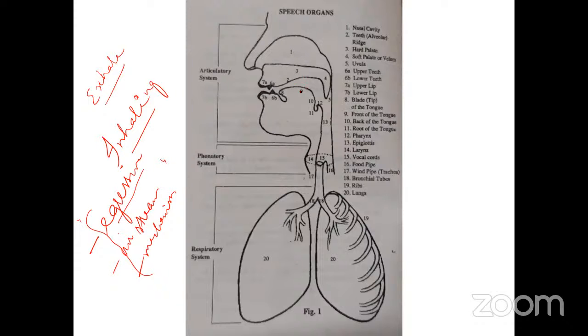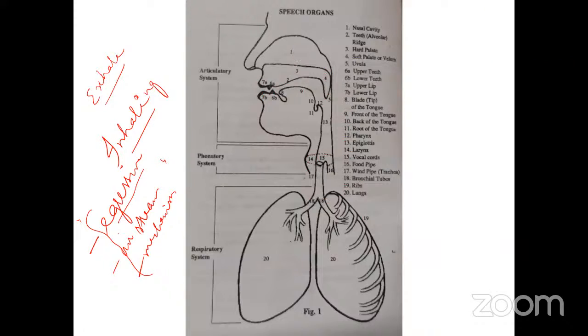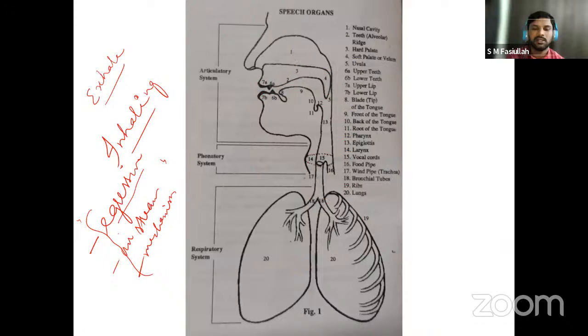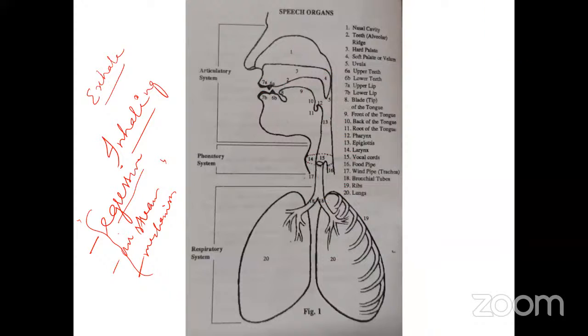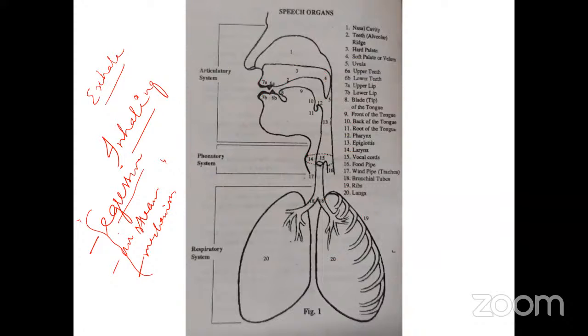Thank you. And now the system in which we breathe in and produce sound is called what is it called? Egressive air system.